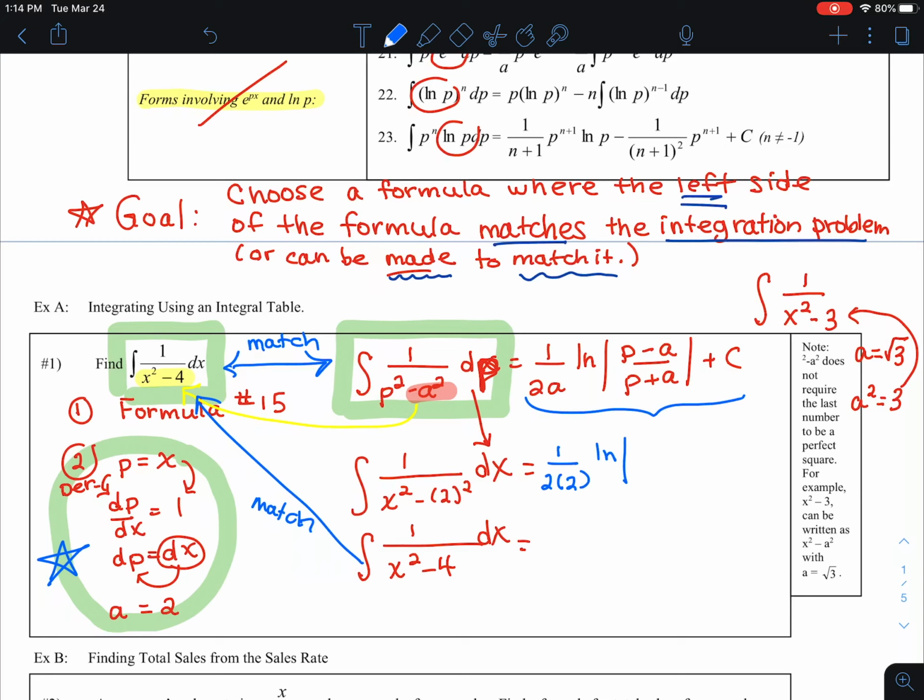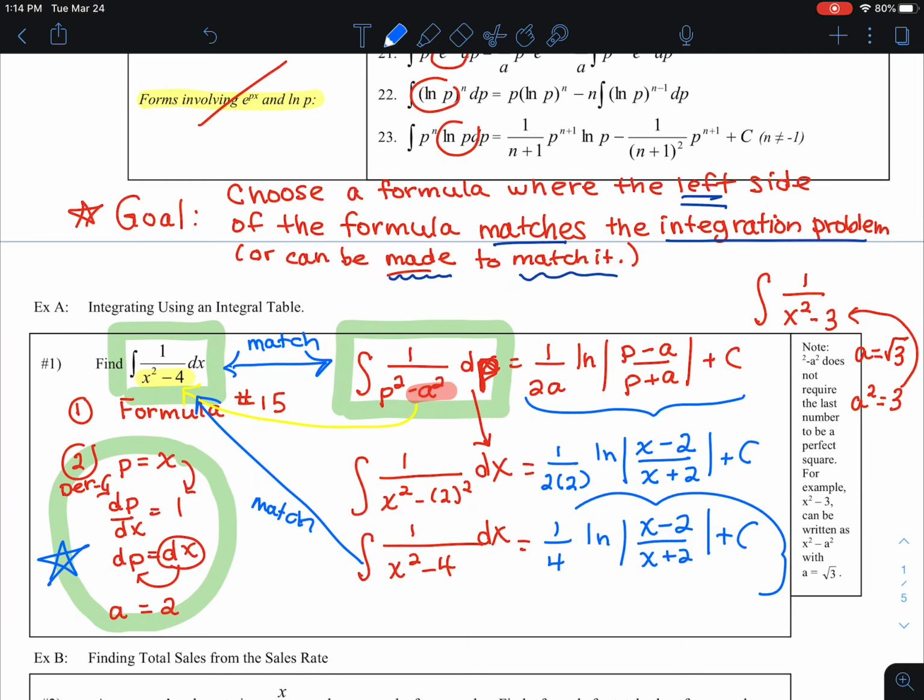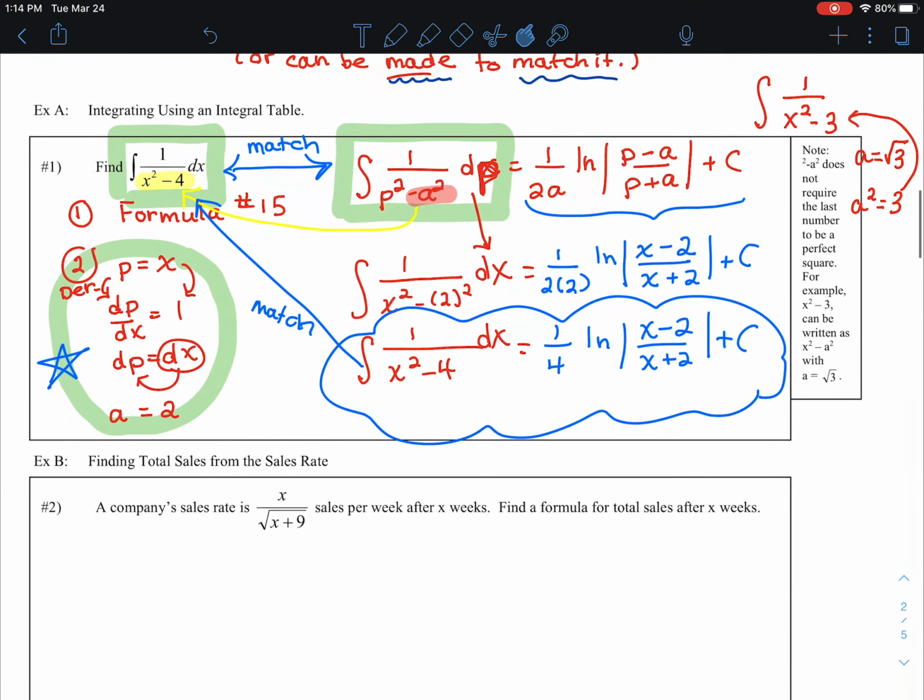I can just make these substitutions into the right side of the formula. I'm going to plug x's in for the p's, 2's in for the a's. And if anything requires me to multiply it together or clean it up, I would go ahead and do that. And here's what my answer is, which is technically just the right side of the formula.